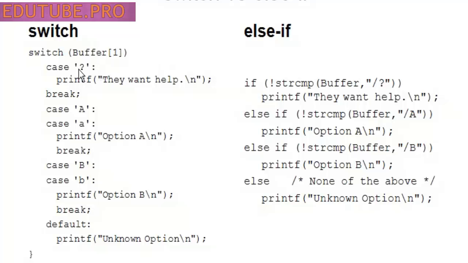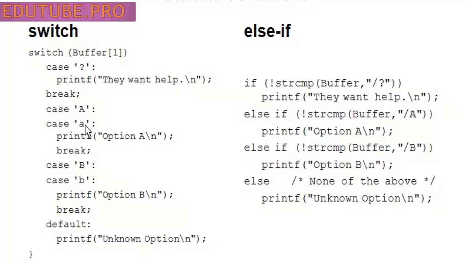If, that's how you read this, if this, in case this buffer 1 is a question mark, printf, they want help. Just like we did here. And then we break. We have to have this break statement in here because these cases will fall through if we don't. If we don't do that break, this would occur.